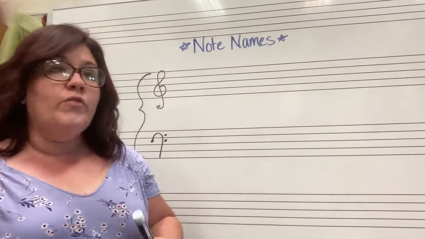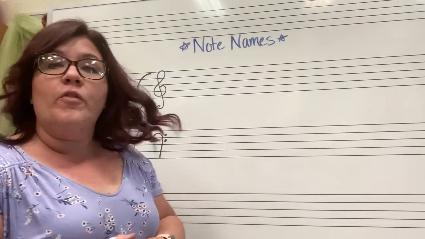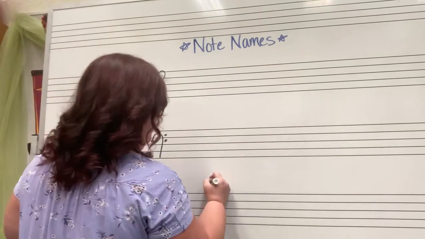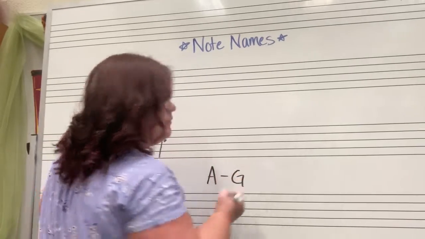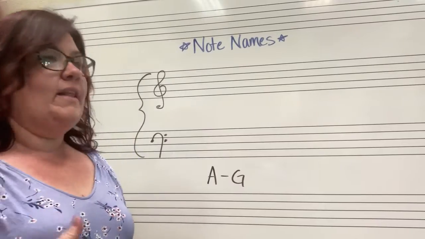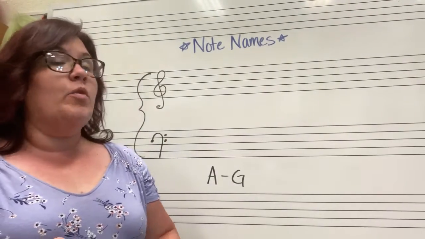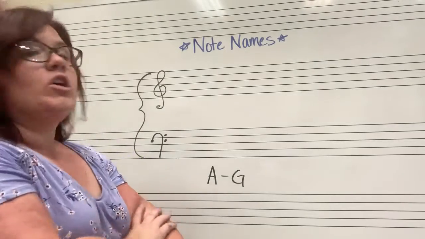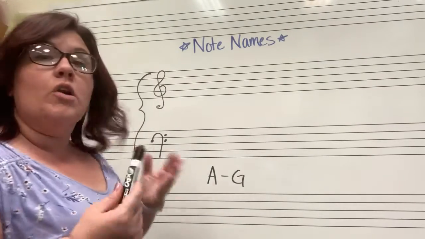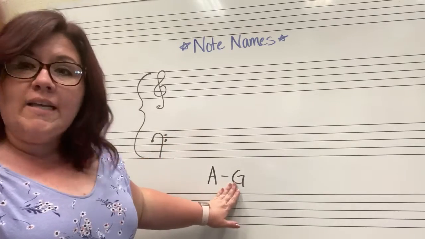So the first thing that you need to understand is that the musical alphabet goes from A to G. With each octave, we repeat that: A, B, C, D, E, F, G, A, B, C, D, E, F, G. There is no H, I, J, K, L, M, N, O, P, and so forth in musical terminology, as far as note names are concerned anyway. So that's like the first big one.